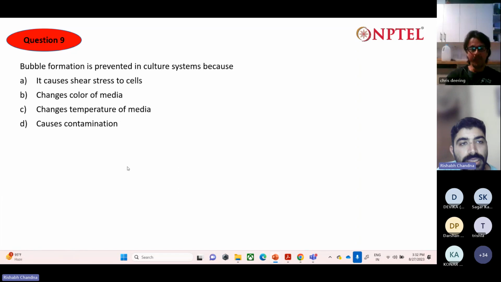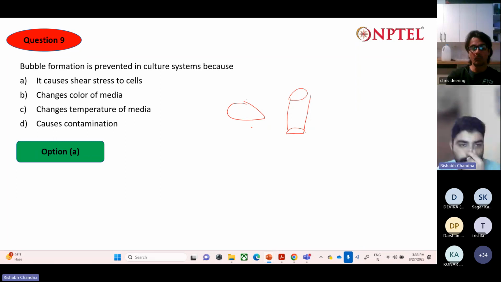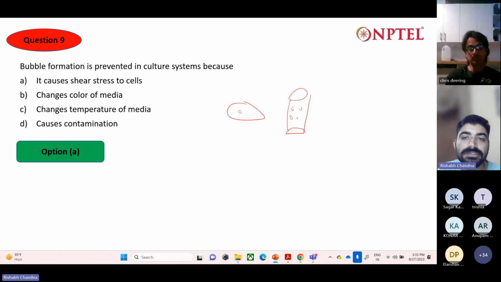So the answer is option A. How it happens is, if we grow cells in any culture system, either a plate or a bioreactor, especially in the case of animal cells, the cells are very fragile due to the absence of a cell wall. The cell membrane is present, but the cell wall is not. That makes the cell susceptible to any stress on the cell membrane. So whenever there are bubbles in the system, it causes shear stress that breaks the cell membrane. So we prevent bubbles from forming inside the culture system of animal cells specifically.